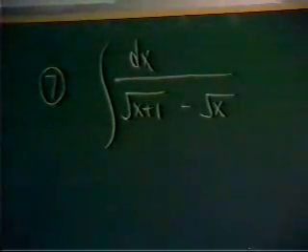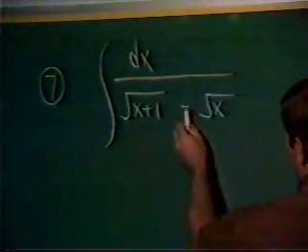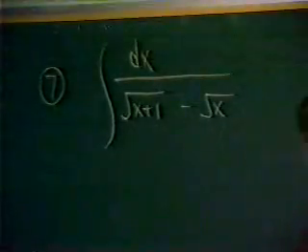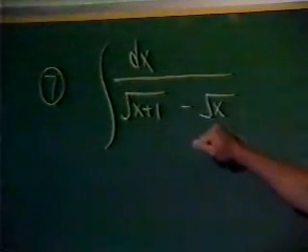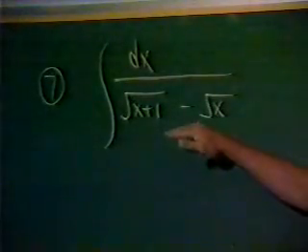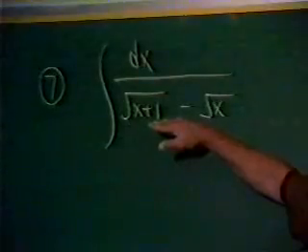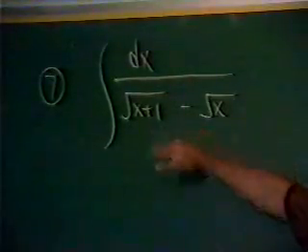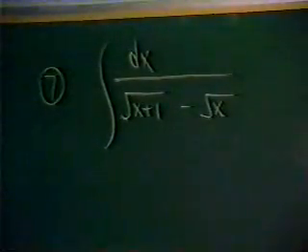Example number 7. We're interested in finding the antiderivative of dx over the square root of x plus 1 minus the square root of x. Again, we try all the different forms we know. We try to make it fit the power rule. We pretty well come up empty. We don't find anything that fits this form exactly. And so we're tempted to say, well, since we have radicals involved, maybe we should try to make a change in variable.